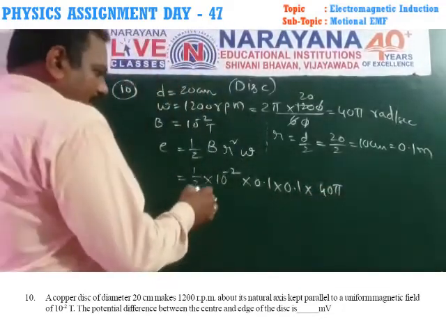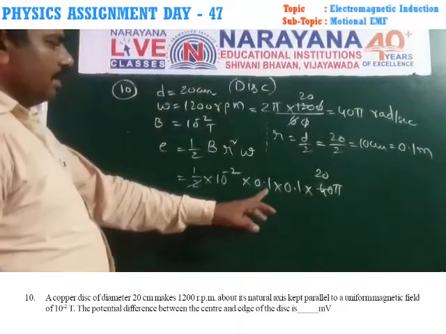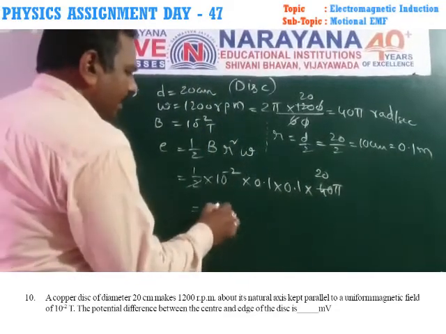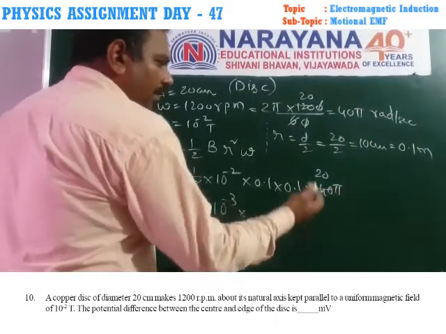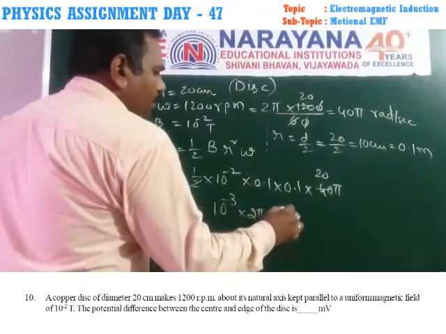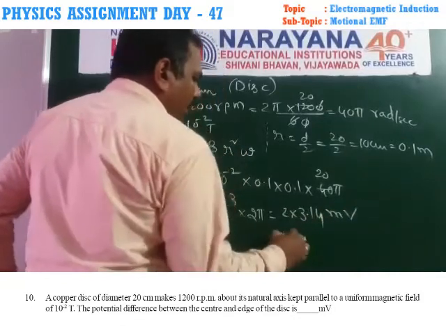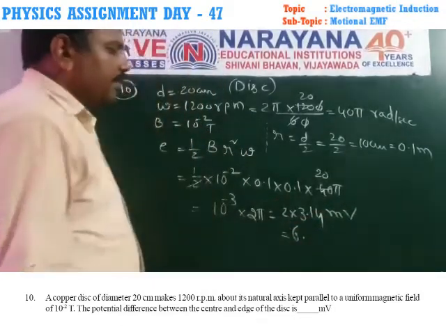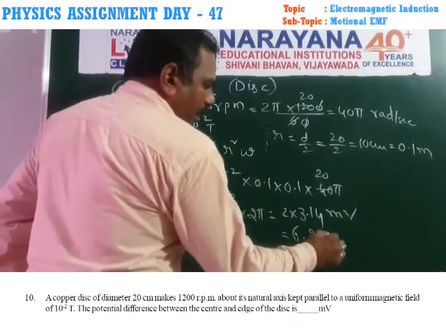So I am calculating it here, it is 10 power minus 3, so 10 power minus 3 into 10 will be here. How much value do we get? 2 pi value, 2 into 3.14 millivolt, that is 6.28 millivolt.